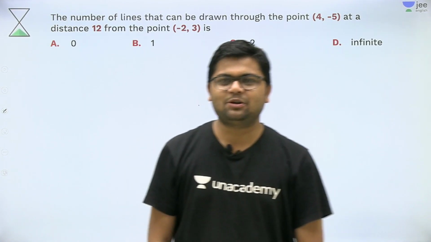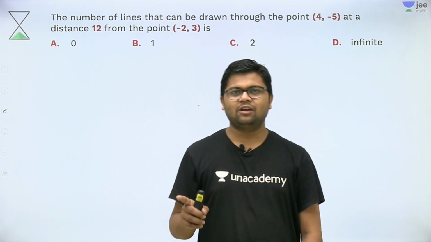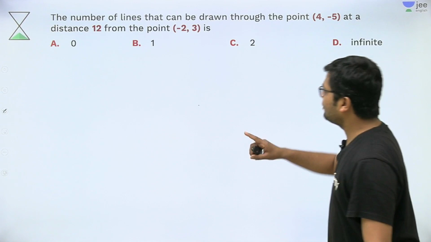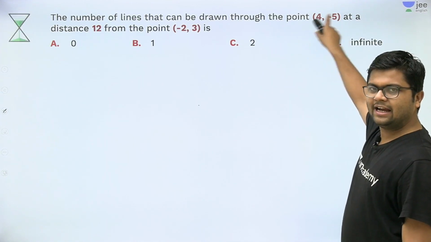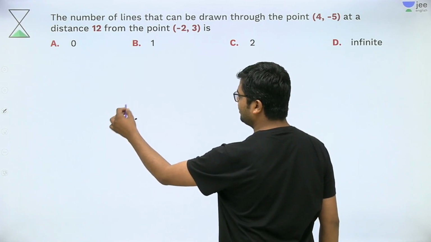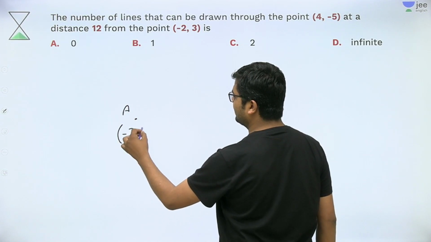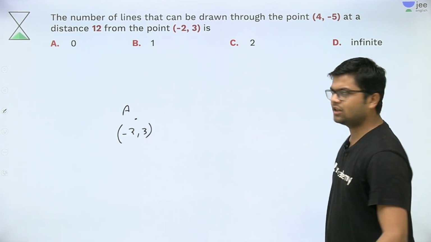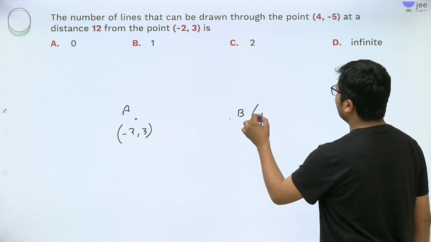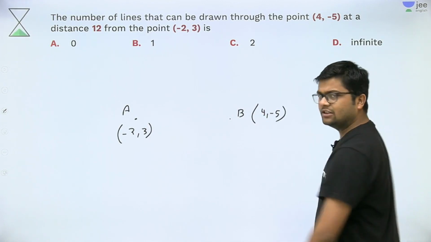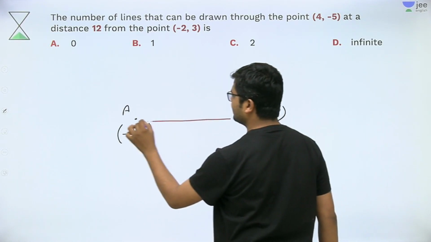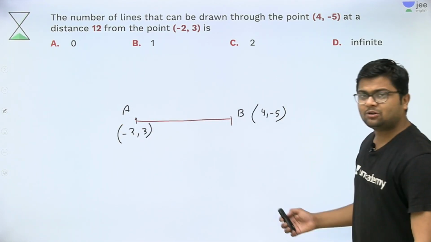Number of lines that can be drawn through the point (4, -5) at a distance of 12 from the point (-2, 3). Very good question. I'm naming the points. Let us suppose there is a point A with the coordinates (-2, 3). Now there is a point B with the coordinates (4, -5). Can someone tell me the distance between A and B?